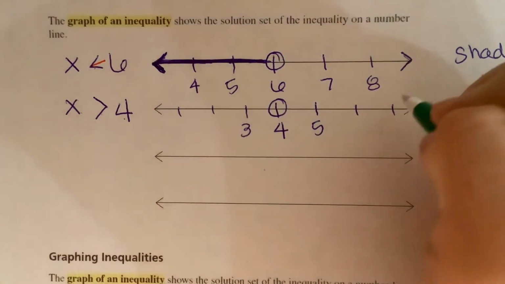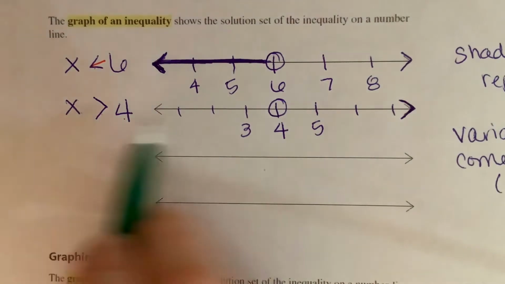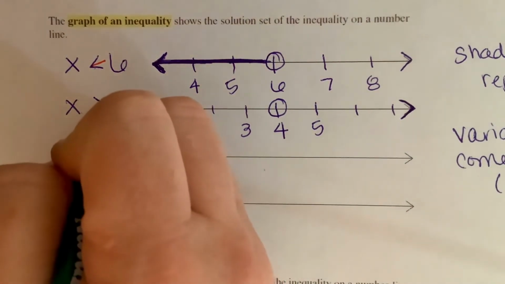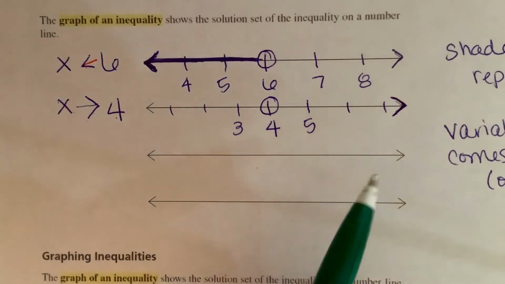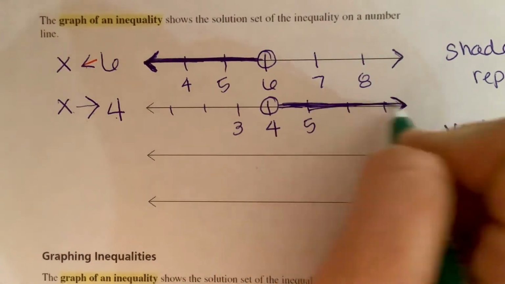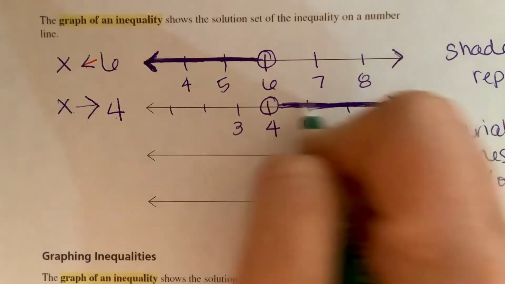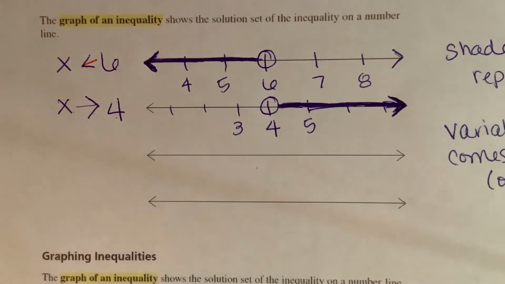This direction, right? This little arrow on my number line matches my inequality symbol. They're both open the same direction. If I changed my inequality symbol to an arrow, it's pointing to the right. So I know I'm going to shade all the numbers this direction. Every single number in the shaded region is a solution to this inequality.